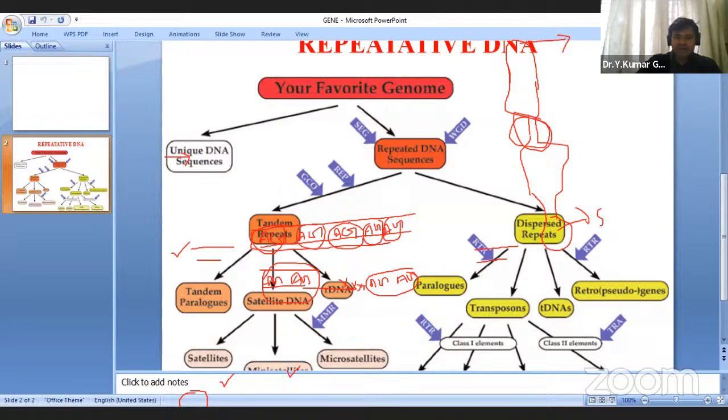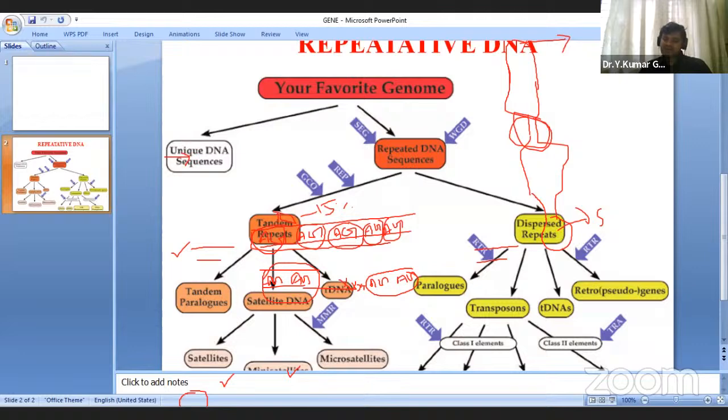Actually, tandem repeats in the genome make up 10 to 15%, and the remaining percent of the repetitive DNA is dispersed repetitive DNA. Dispersed repetitive DNA means it is not continuously formed. This repetition is not continuous. Now and then, here and there, this repetition occurs. That is called dispersed or interspersed repetition.